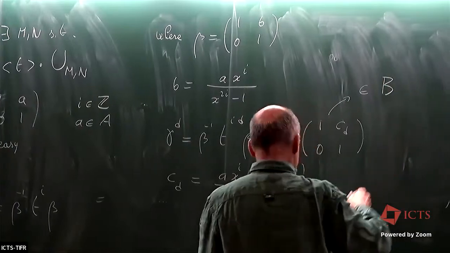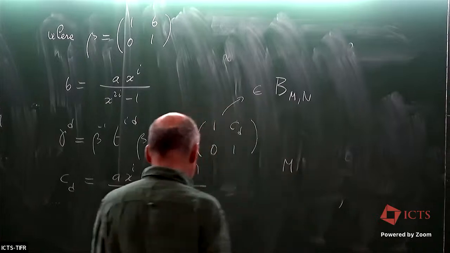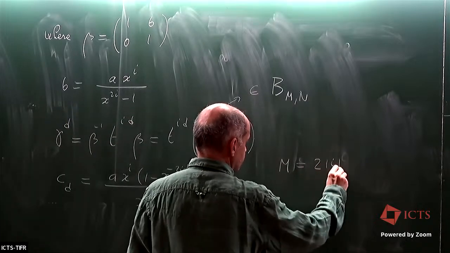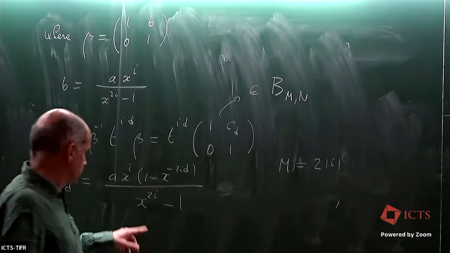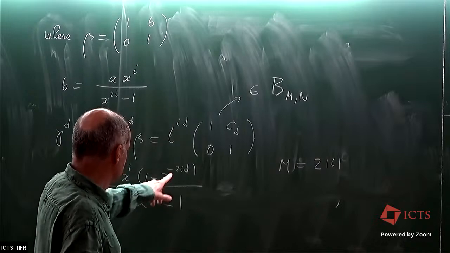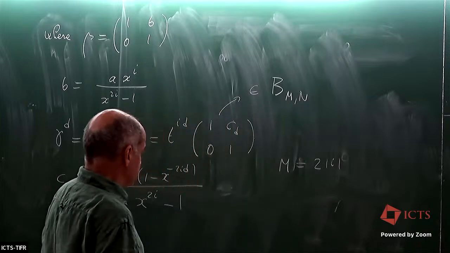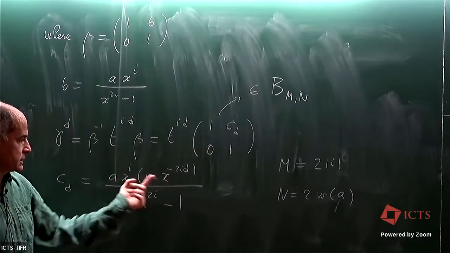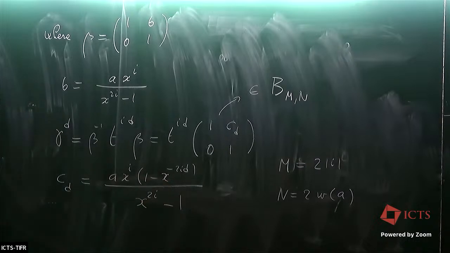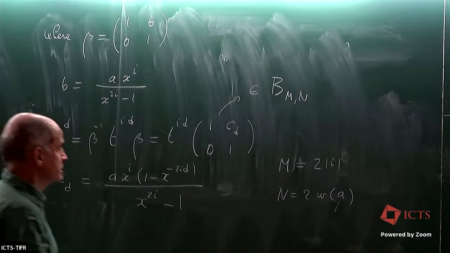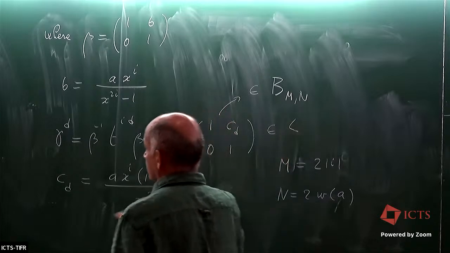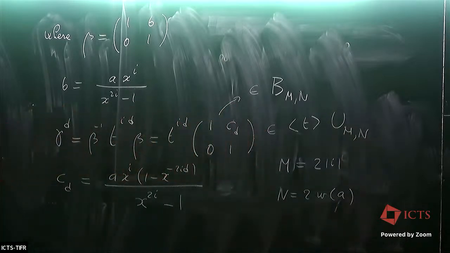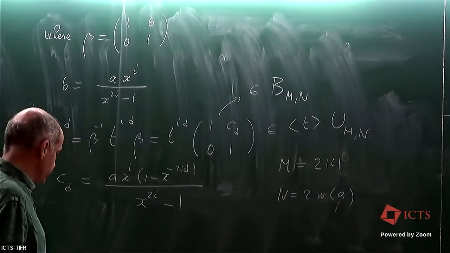B_{M,N}, where M is this one, 2i. Well, if i is negative, I can put 2i in the numerator. And N is twice the width of A, because here the worst case is that the number of terms doubles. And this is independent of d. So we obtain that this belongs to it for every d.